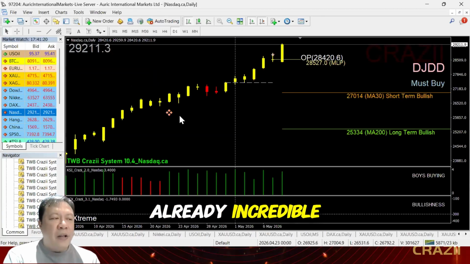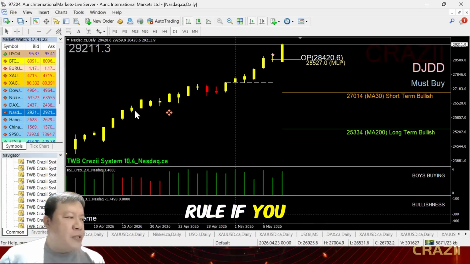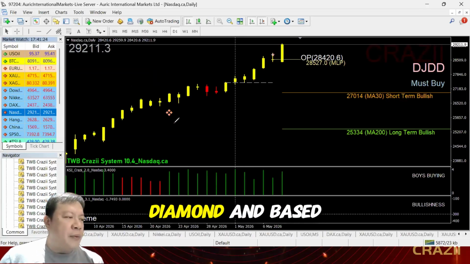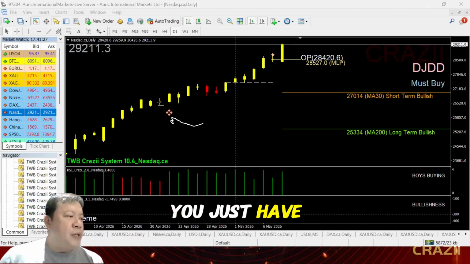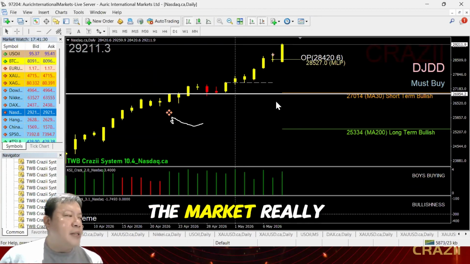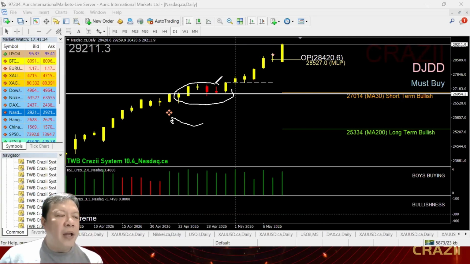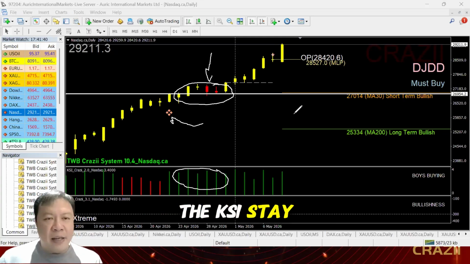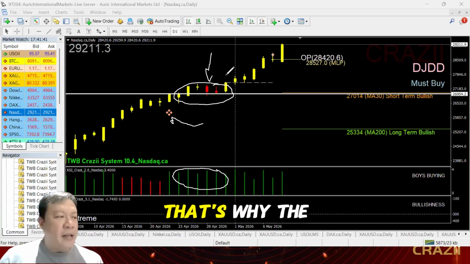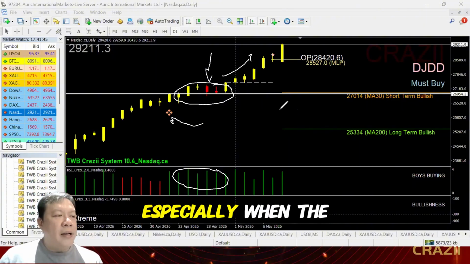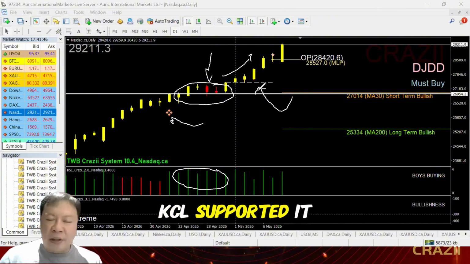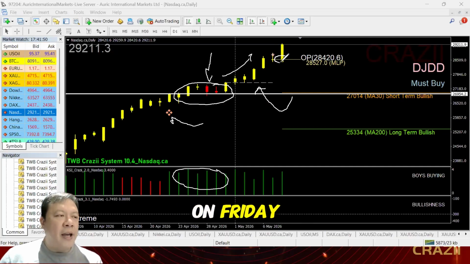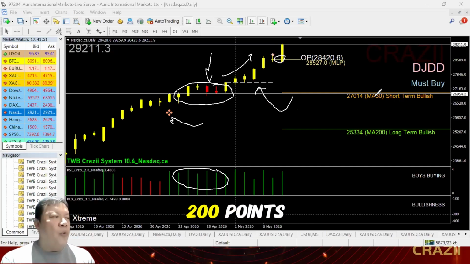It is really incredible, but based on the rule, if you see the 4 diamond over here, you just have to click it in. You notice that the market really follows the cuts. The market really stays above the diamond line, and the KSI, although the market is down on these few days, the KSI stays green. Because of that, the market continues to go higher, especially when the KCL supported it. And of course, on Friday, the Nasdaq went up by another 200 points and zoomed past 29,000.